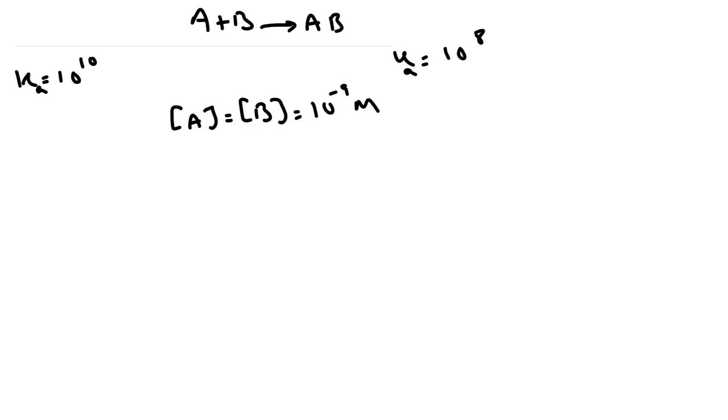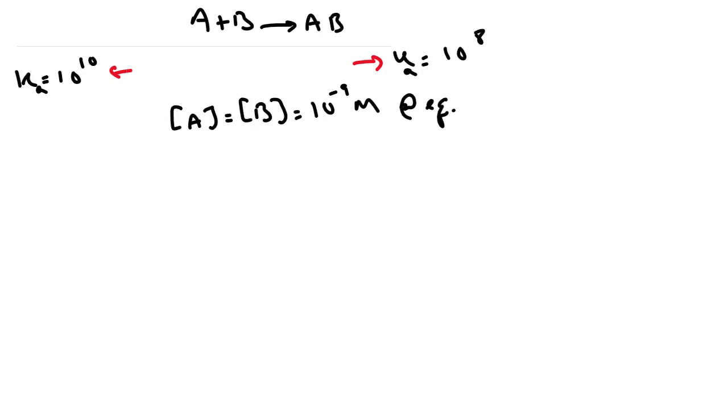So here's our setup. We have A plus B going to AB, and we have two different Kas, right? 10 to the 10 and 10 to the 8 from the example. Now we're going to say the concentration of A equals the concentration of B at 10 to the minus 9 molar at equilibrium. And we want to calculate how much AB, the complex, we will have. Now we're going to do them side by side. Before I go on, I just want to put in the right units for the equilibrium constant. It's something that we didn't talk about earlier.